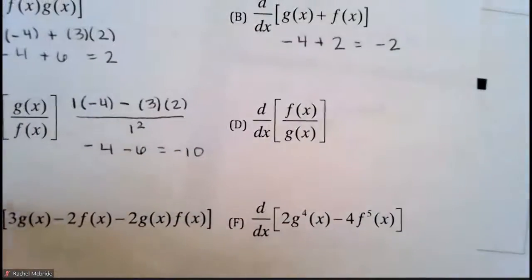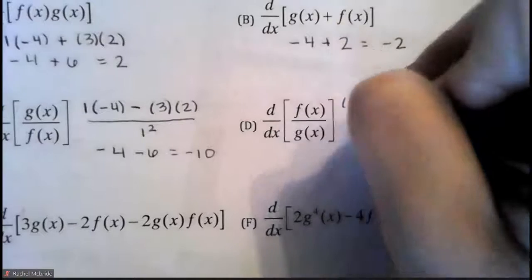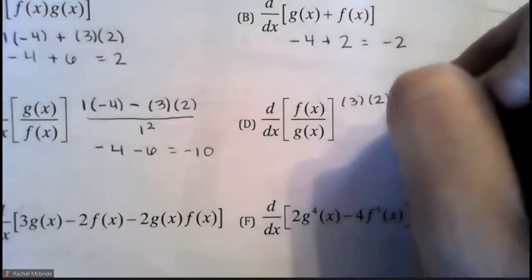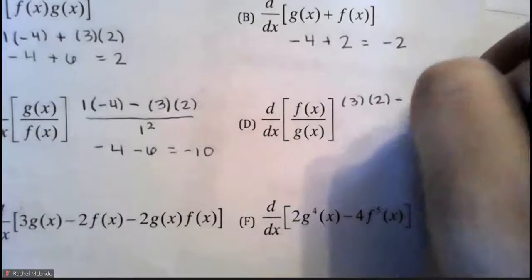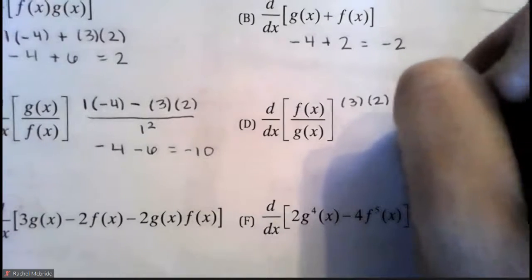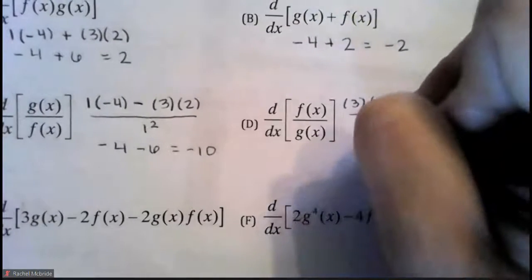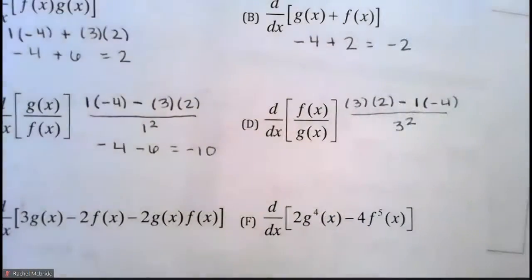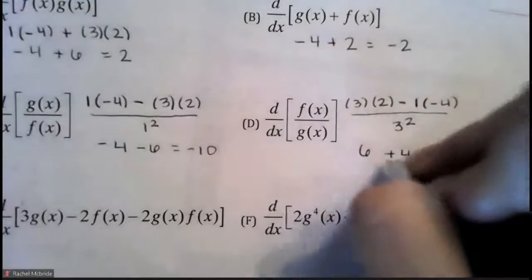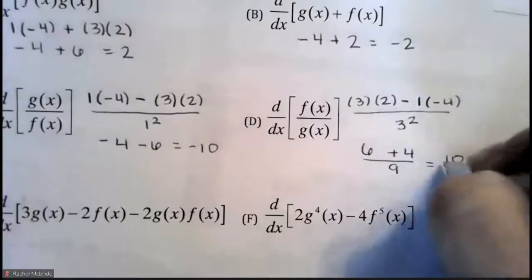And letter D, it's g of 2, which is 3, times f prime of 2, which is 2, minus f of 2, which is 1, times g prime of 2, which is negative 4, all over 3 squared. And then that becomes 6 plus 4 over 9, or 10/9.